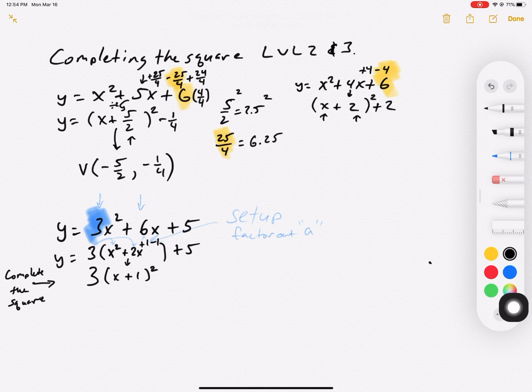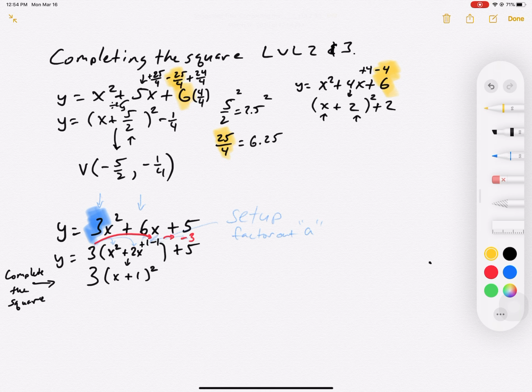So let's kick it out. If I kick it out, it can add to the 5. So here we go. We say negative 3 times a negative 1 kicks it out to become a negative 3 on the outside.